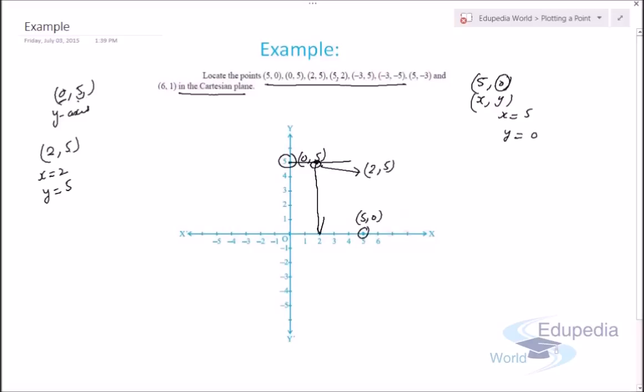Now we have to locate point 5 and 2. Clearly we have 5 on the x-axis and 2 on the y-axis. On the x-axis we have the point as 5 and on the y-axis we have the point as 2. So we'll draw a line like this, and from the x-axis we'll draw a line like this.